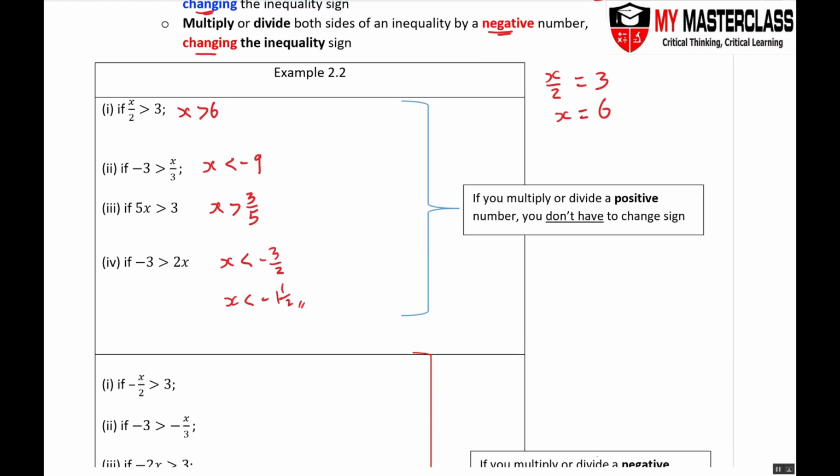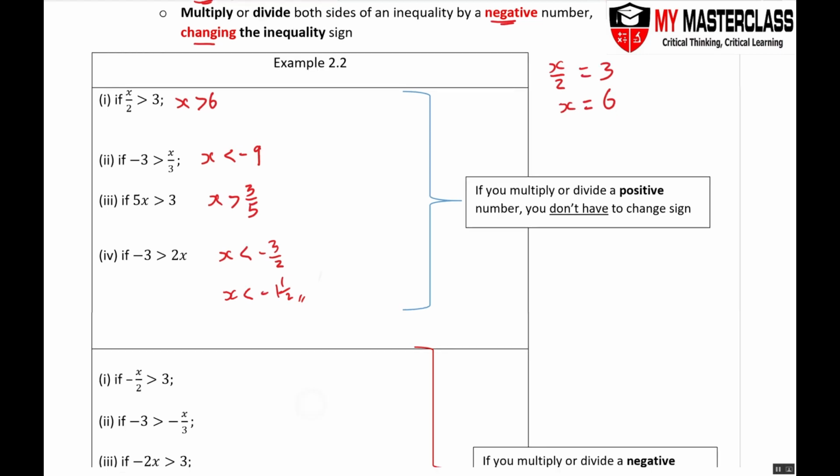So you realize it looks like I flipped the sign here, but in actual fact I did not. I just put the x term on the left hand side and the constant on the right hand side. That's why it looks flipped, but it is not flipped. Do not confuse this with changing the sign. So this is if I multiply or divide by a positive number.